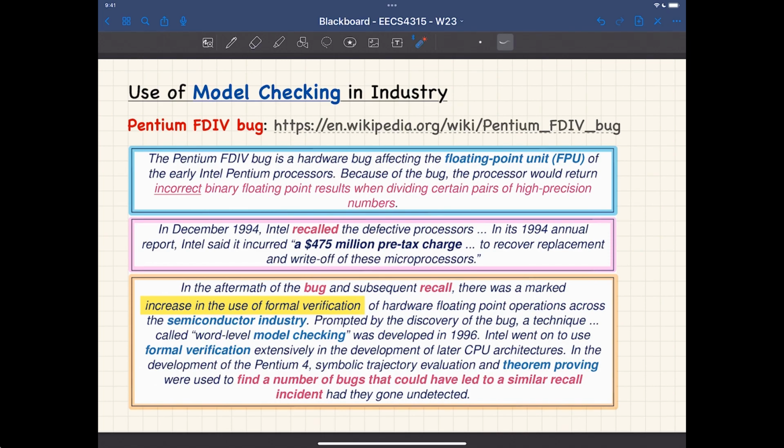And of course, what's the lesson learned from the Pentium? What happened is the bug and the subsequent recall increased the use of formal verification. That's what they claim. And then, especially, you want to look at something called word-level model checking. You can think about this as more about model checking at a machine instruction level. That's what you can understand. That's about checking at the machine instruction level.